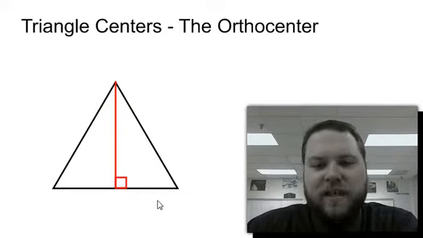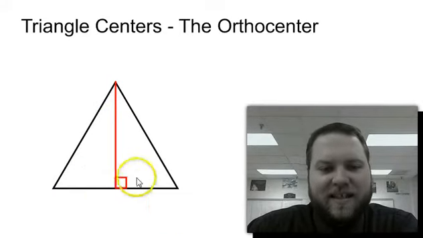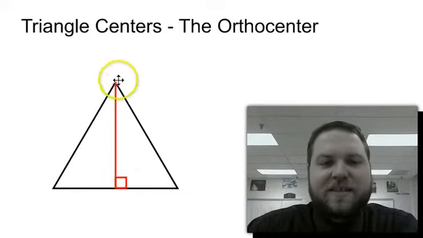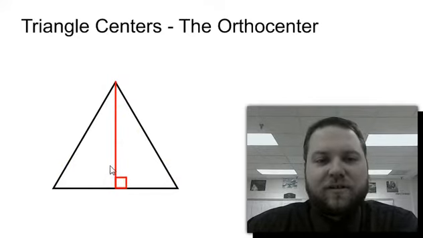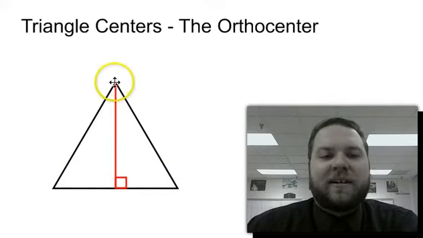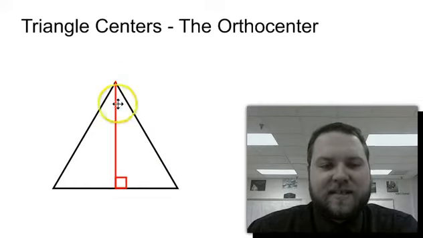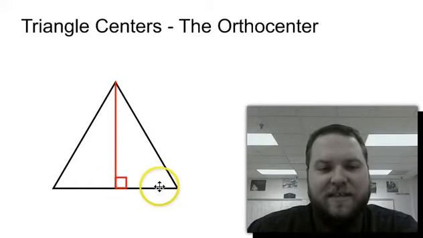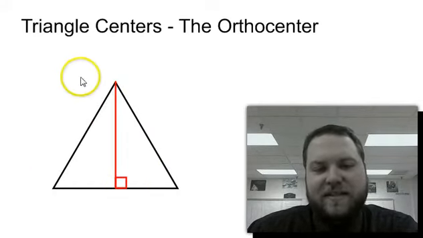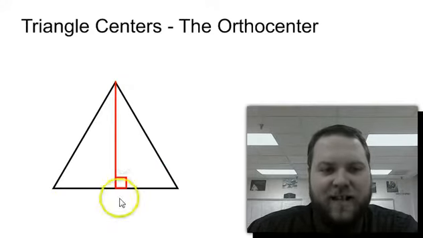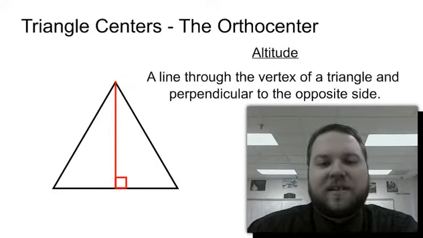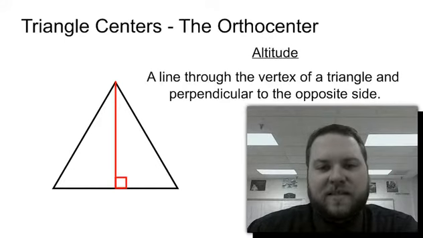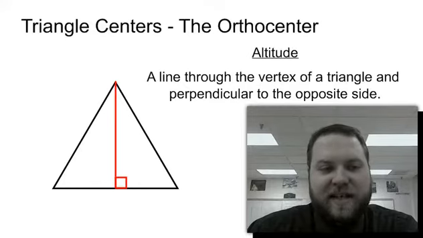Now, we don't care whether or not it bisects this or how it cuts that, or even if it meets it. This might actually be outside of the triangle. All we care is that it comes from the vertex and it meets the opposite side or an extension of the opposite side at a 90-degree angle. And this particular type of line is called an altitude. So it passes through the vertex of a triangle and is perpendicular to the opposite side.